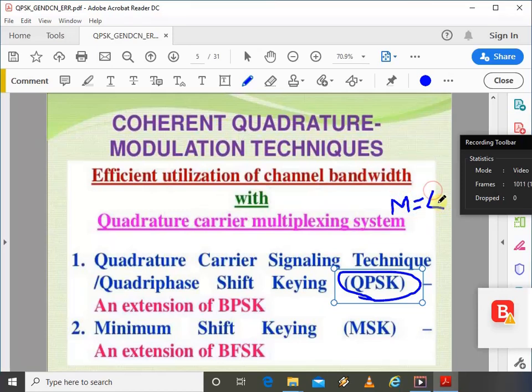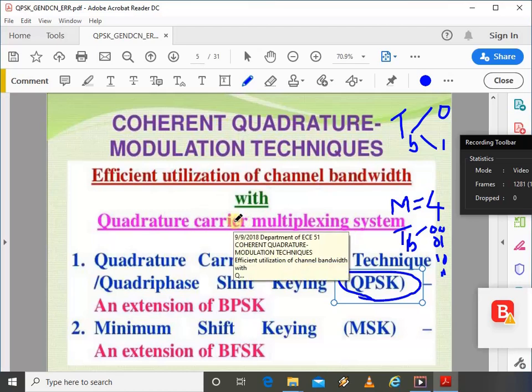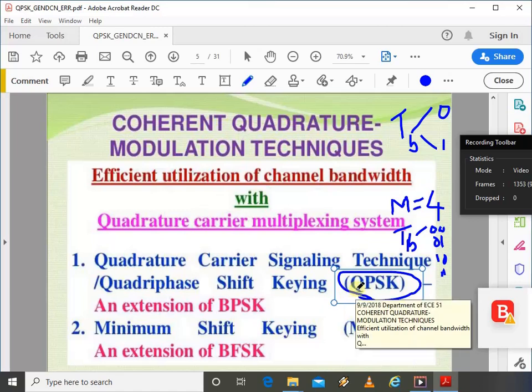Here we are making use of 4 message signals, and in one symbol interval we are transmitting 2 bits. That is, 2 bits means it may be 00, 01, 10 or 11. In case of BPSK, in the same symbol interval we will be able to transmit either symbol 0 or symbol 1. That's why QPSK is called a channel bandwidth minimization technique.